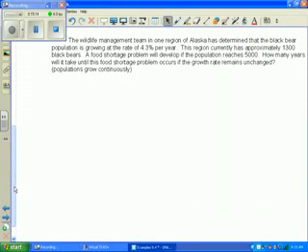A wildlife management team in one region of Alaska has determined that the black bear population is growing at a rate of 4.3% per year. The region currently has approximately 1,300 black bears. So what is this telling me? That's my what? That's my starting point. That's my A value, my starting. Okay? There will be a food shortage problem if the population reaches 5,000. So that's what this is equaling over here. I'm going to see when that is going to occur.